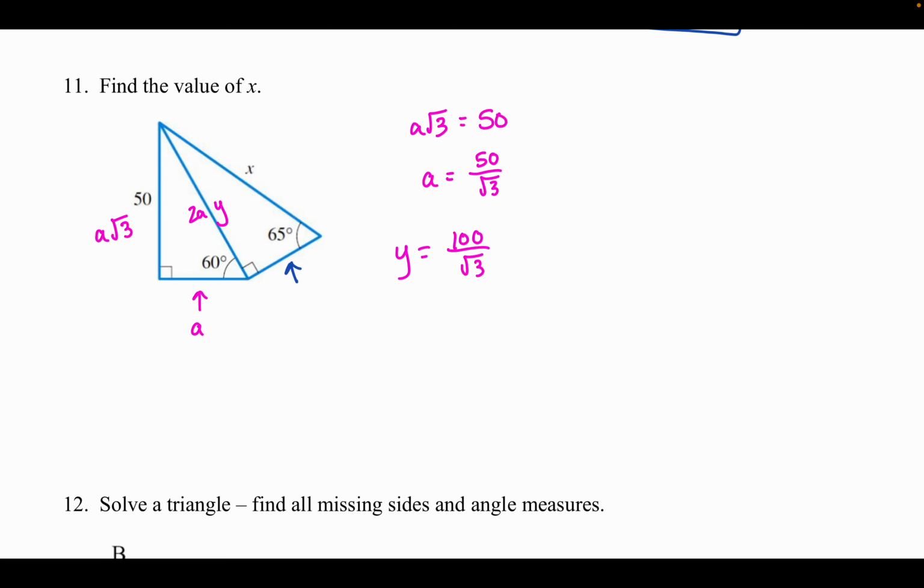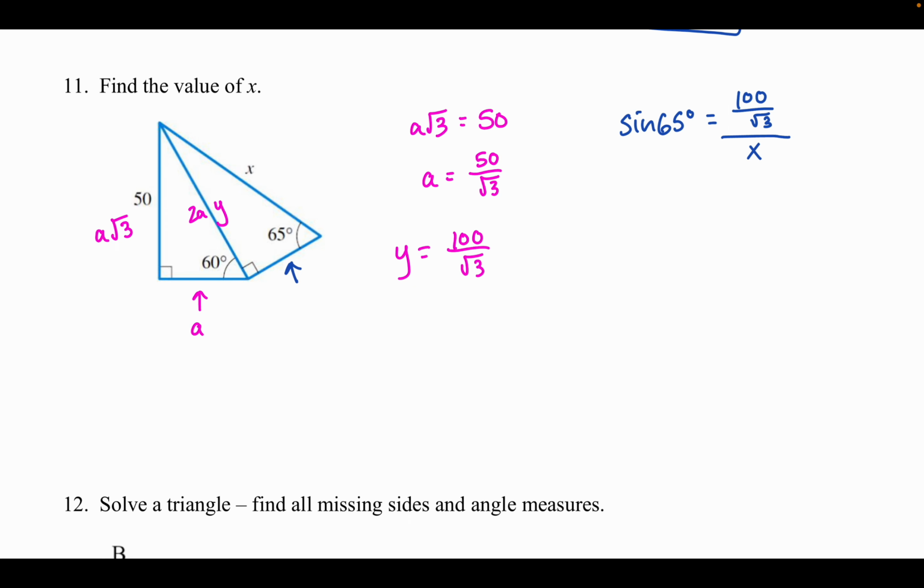So y is the opposite leg to that 65-degree angle. So I'm going to do opposite over hypotenuse, which means using sine. It's going to be sine of 65 degrees equals opposite 100 over square root of 3, divided by x.